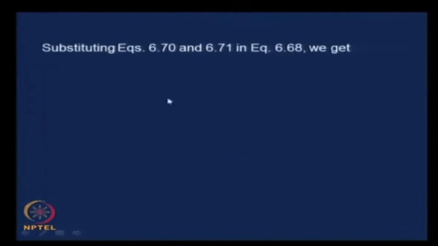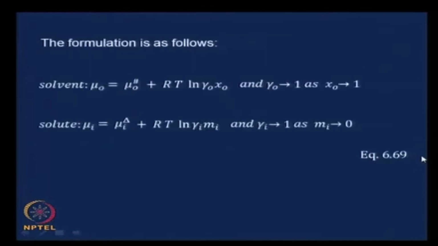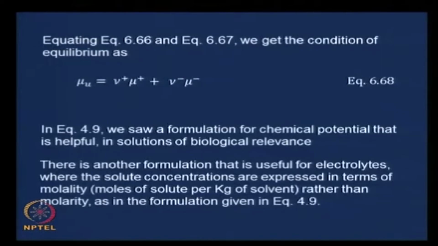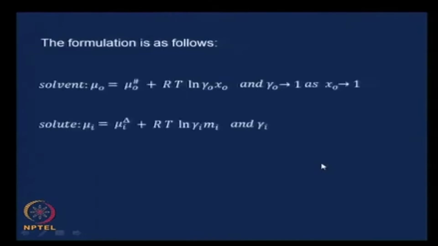Now, if we substitute equations 670 and 671 in 668, what do I mean by that? 668 was this. This is the condition for ionic equilibrium. Mu of the undissociated species is sum over nu_i mu_i, or in this case nu_plus mu_plus plus nu_minus mu_minus. So, if we substitute it there, we will do that in a little while.